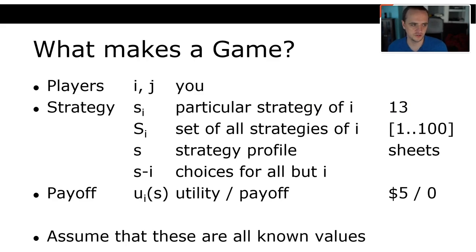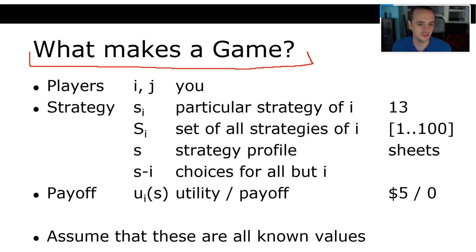So, some more definitions, because we need definitions. So then, what makes up a game? Okay, formally, how can we actually declare a game? First of all, we're going to have some players. All right, so let's take the numbers game where you had to choose a number between 1 and 100, right? So there were a bunch of players. Not every game has two players, right? We could have a bunch of players. So the players are going to be I and J, okay?